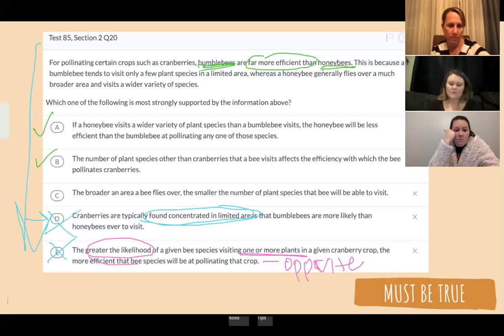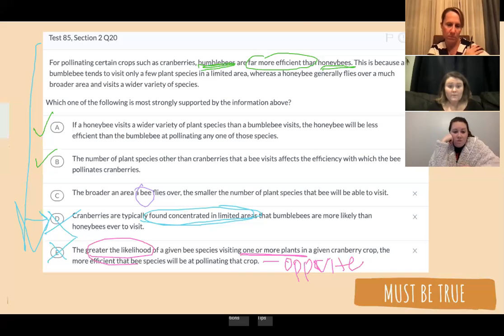All right, Zach, why is C wrong? I think it's wrong because we're not talking about any of the specific types of bees. We're not talking about a bumblebee or honeybee. We're just talking about a bee flies over. Why else is this one wrong? What do you think, Nicole? I thought the same thing as Zach, because it doesn't talk about the specific types of bees. I just thought we didn't know this.